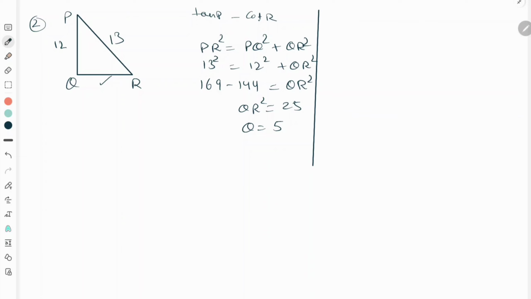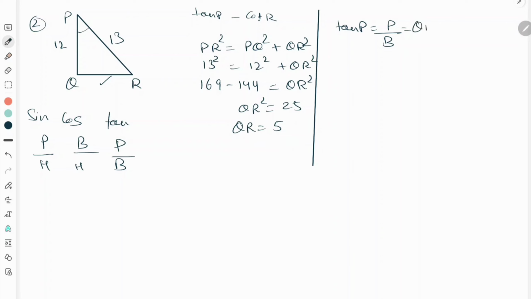Now we will find the value of tan P. So let's write the ratio again in sine, cos and tan. So tan P is perpendicular by base. For angle P, the perpendicular will be QR, so QR divided by the base, which will be PQ. So the answer is 5 divided by 12.